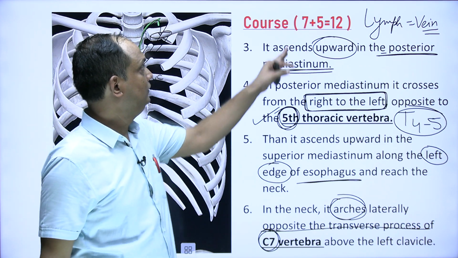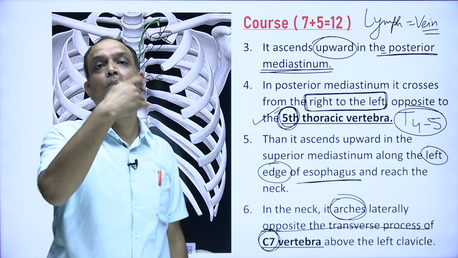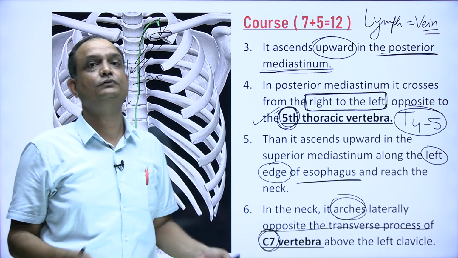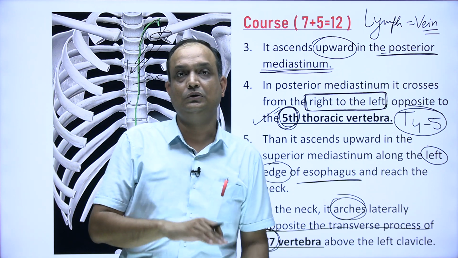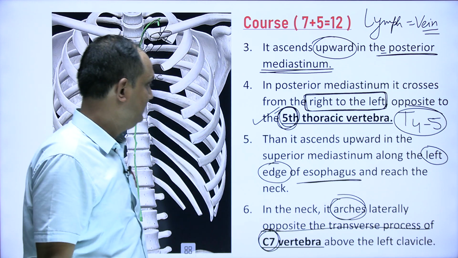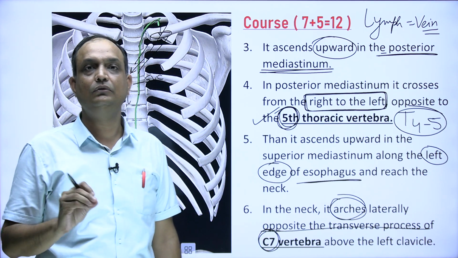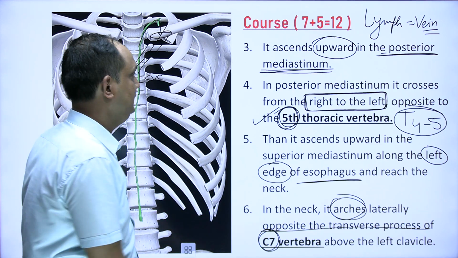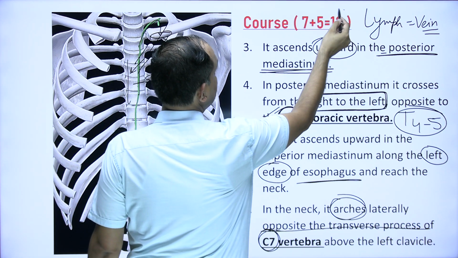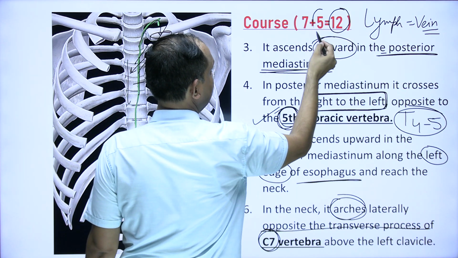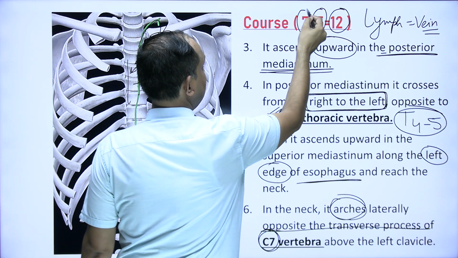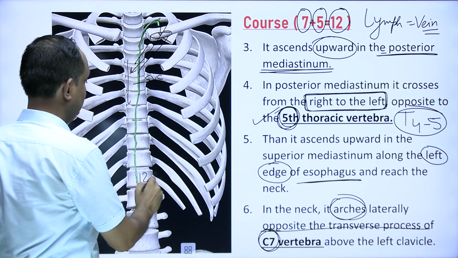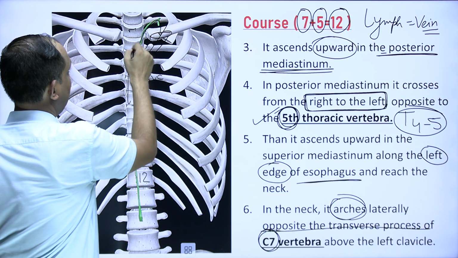So your thoracic duct ultimately opens into the left side venous vein, that is the left brachiocephalic vein, which is formed by the union of the left internal jugular and left subclavian. So my dear friends, the important thing you have to keep in mind in the whole course is the 3 number. What are the 3 number? It starts from T12, it crosses at T5, and it arches at the level of C7. So it becomes easy to understand that 12 is the total of 7 plus 5.